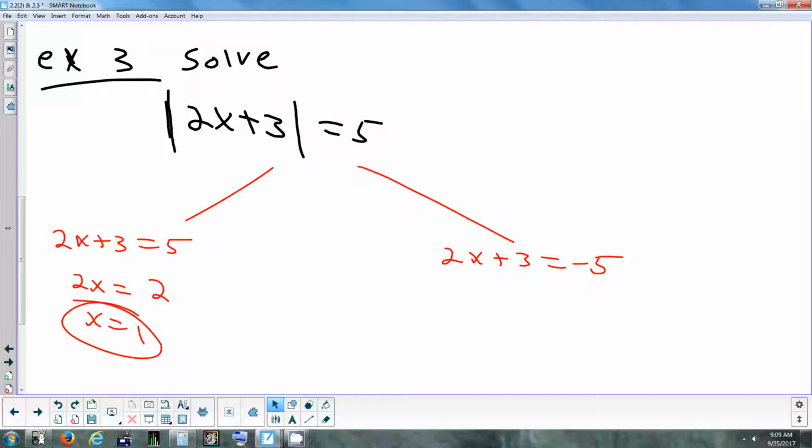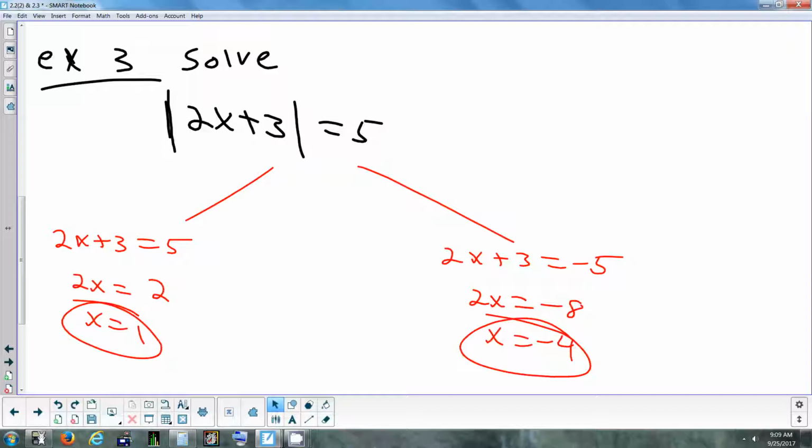We get x equals 1. And we solve the one on the right. We get x equals negative 4. And sometimes they're a little picky about whether you put the word and or the word or between them.